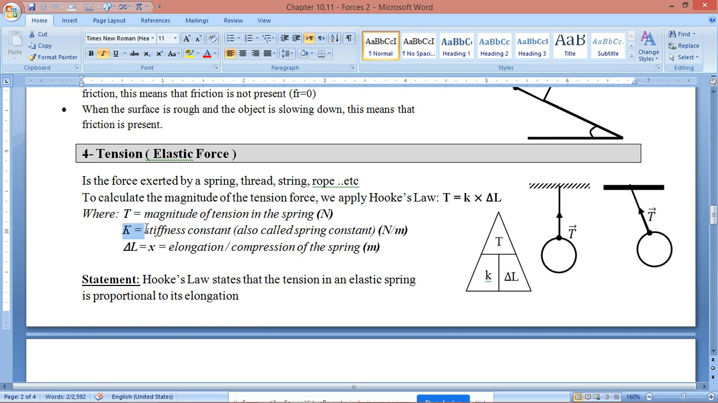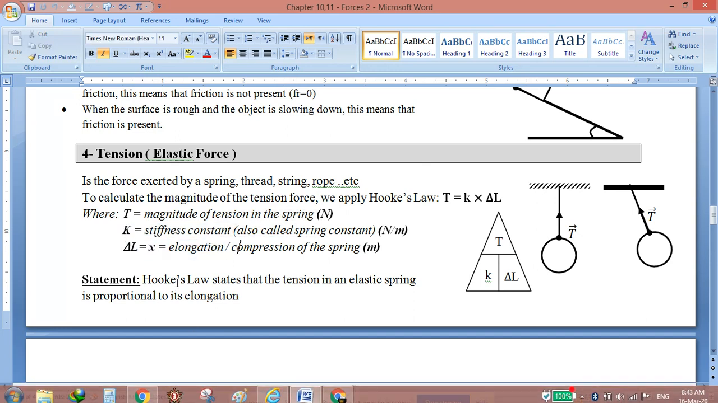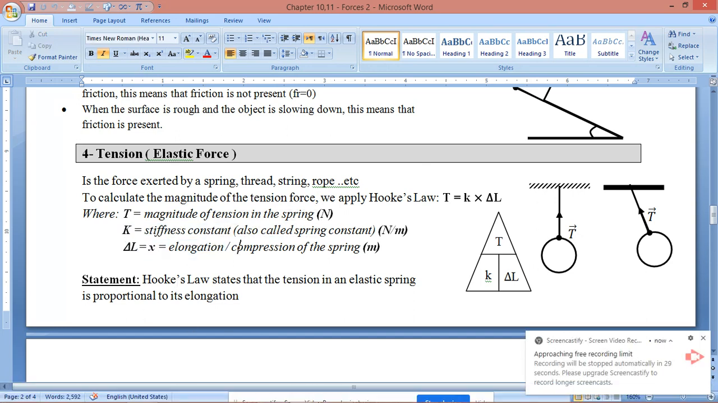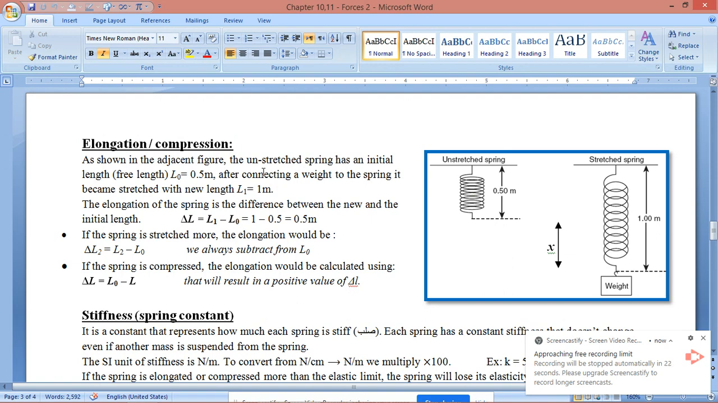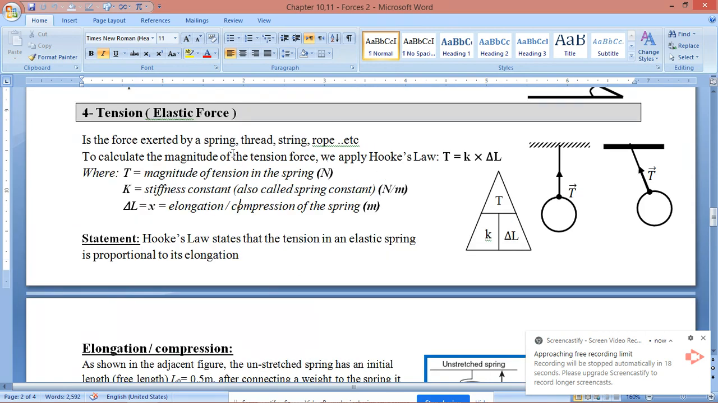The stiffness is how much the spring is stiff. And delta L is the elongation. Okay, this is the Hooke's law. I'll stop here and I'll open an application showing the application of Hooke's law on a spring.